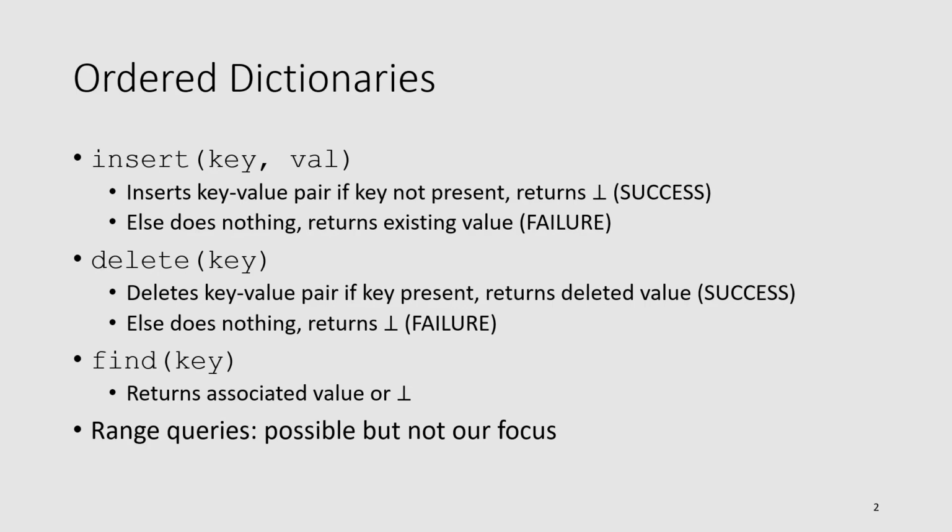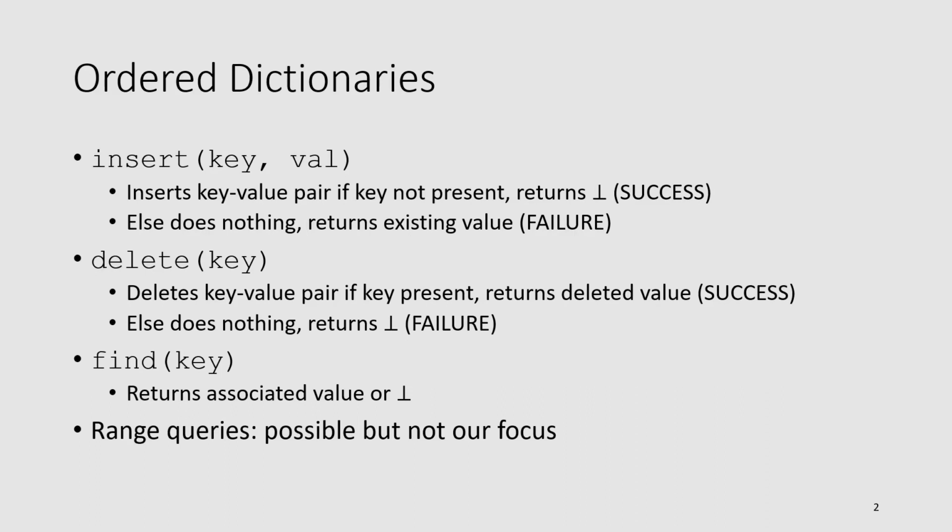Delete, which attempts to delete key and its associated value. Delete succeeds if the key is in the dictionary and fails if it's not. If it succeeds, it returns the deleted value, and if it fails, it returns null. And find, which searches for a key and returns the value, or null if it doesn't find it.